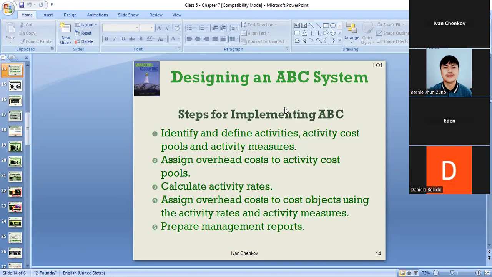The steps of implementing activity-based costing are, again: identifying and determining activities, activity cost pools, and activity measures. We're going to assign the overhead cost to the activity. We're going to calculate the activity rate. We're going to assign the overhead cost to the cost object using the activity rates and activity measures. And we're going to prepare the report.